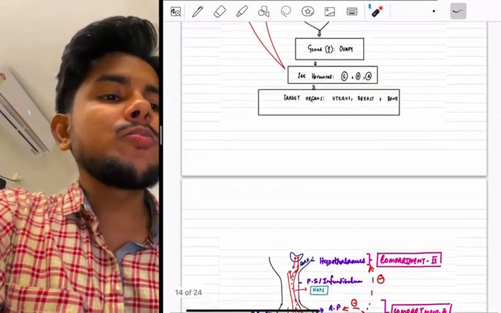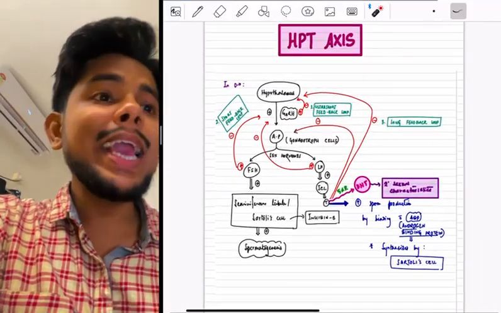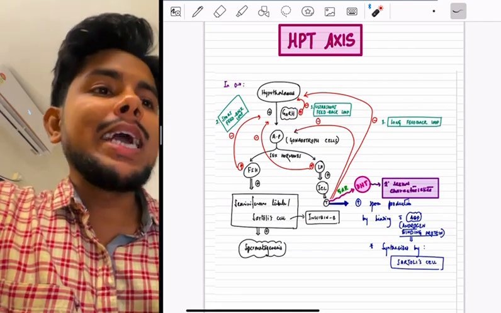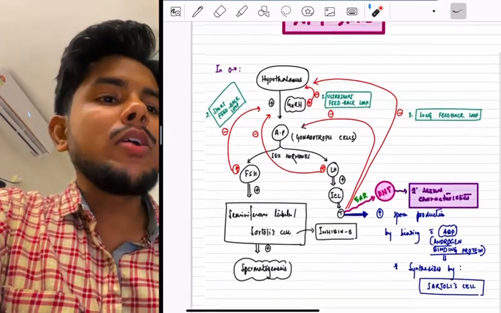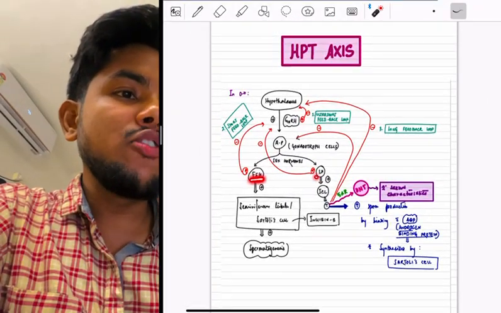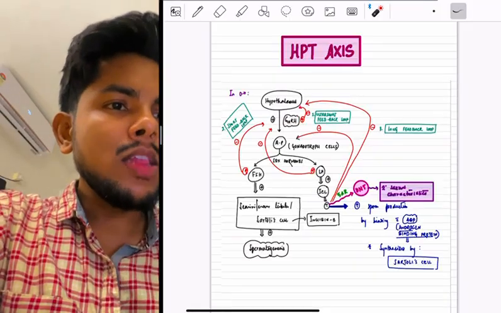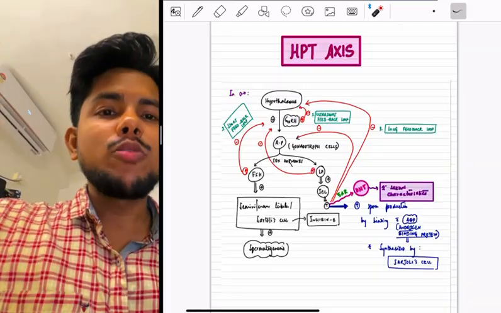Just for the purpose of completion, I'm going to discuss the HPT axis as well, which is basically the hypothalamo-pituitary-testicular axis. It is very important. Please focus. Until this, it is the same: FSH, LH. We know these are the gonadotropins. They are going to act on the gonad.